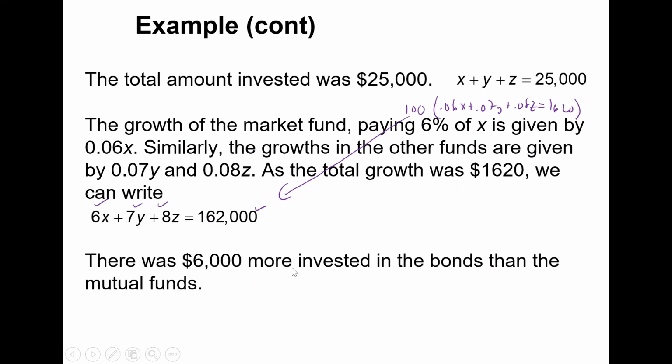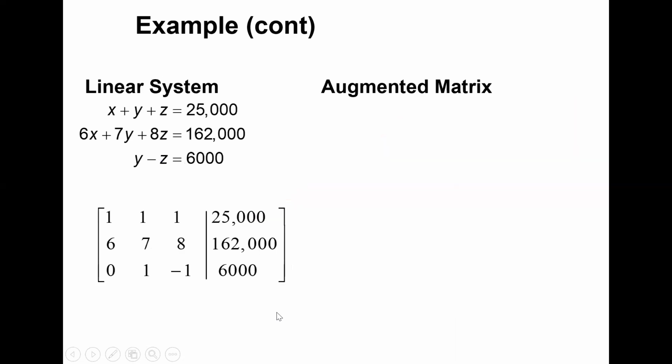Now 6,000 more was invested in the bonds than the mutual funds. And so if we take Y minus Z, that's going to give us our 6,000. So now we've got our three equations, three unknowns, and we're going to solve. First, those are our three equations. Let's make the augmented matrix. So that just again, put the coefficients and then our equals, coefficients equals, coefficients equals, and we start with this.